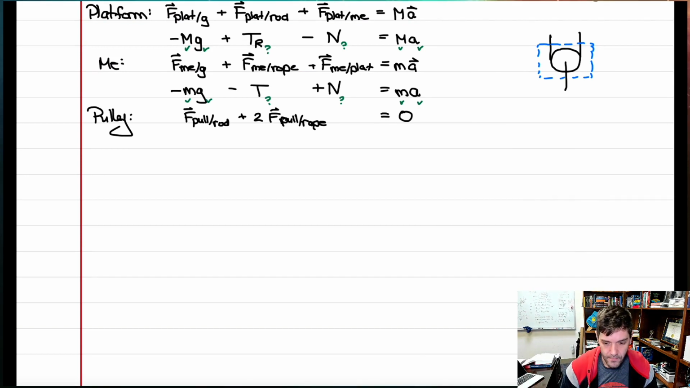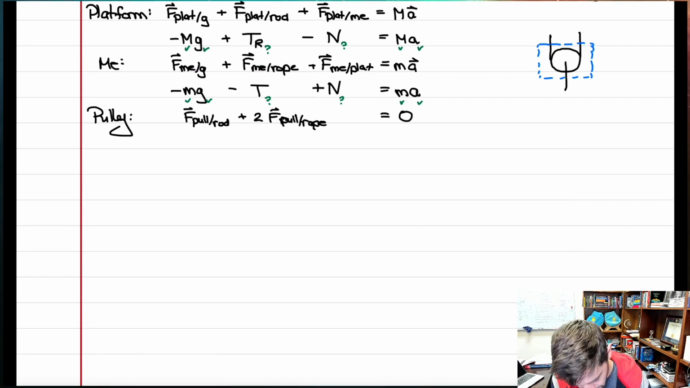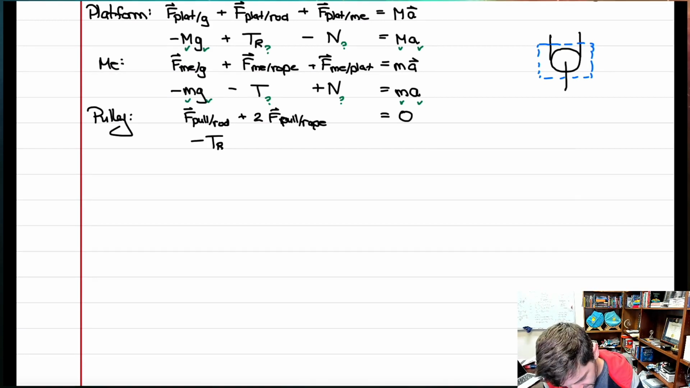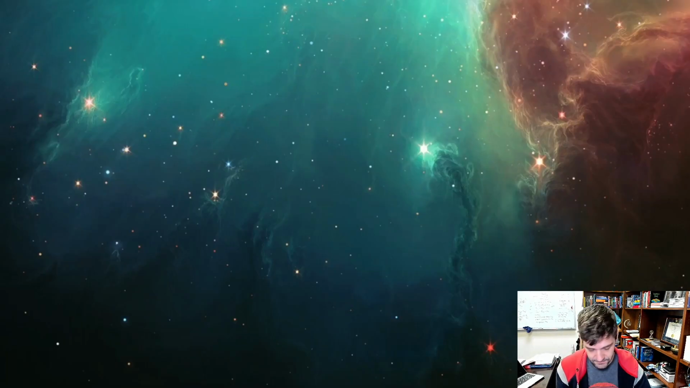Now, on pulley from rod, if you think about it, the platform established a tension in the rod. We call that T sub r, T-rod. That is uniform throughout the rod, so then that is also the force that is exerted on the pulley from the rod. We expect it to be pulling downward in this case, so I expect this to be negative T-rod, tension of the rod. Plus, similarly, this then is twice the tension in the rope, what we call just T. And that equals 0.